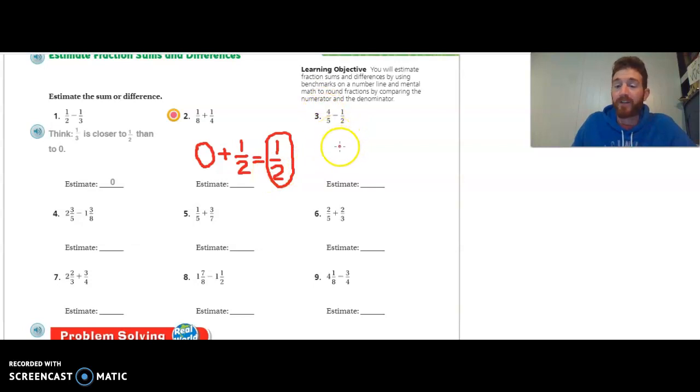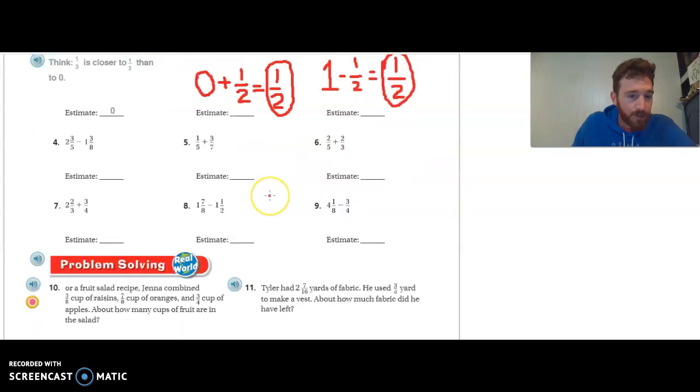Let's do number 3. 4/5. 4 out of 5. Almost all of the fifths, we can round that to 1. Call that about 1 whole, again, using our benchmarks. And then 1/2, hey, that's already a half. That's already at a benchmark. So then we got to think, what's 1 minus 1/2? That would leave 1/2. Okay, so there's an answer for number 3. All right. So that gets you off to a pretty good start.